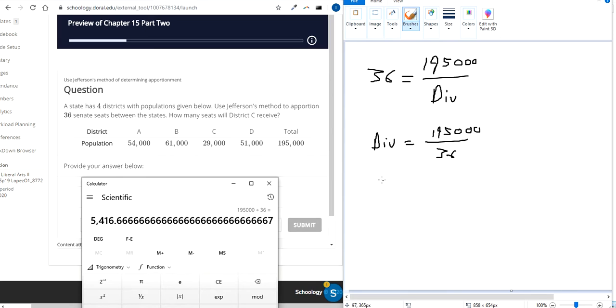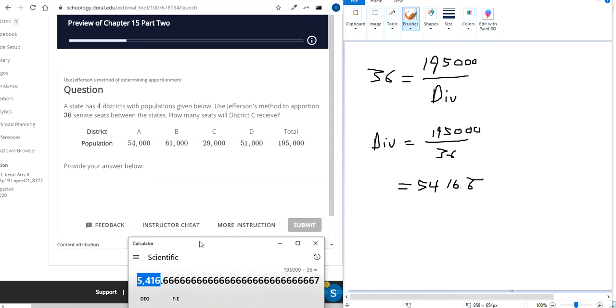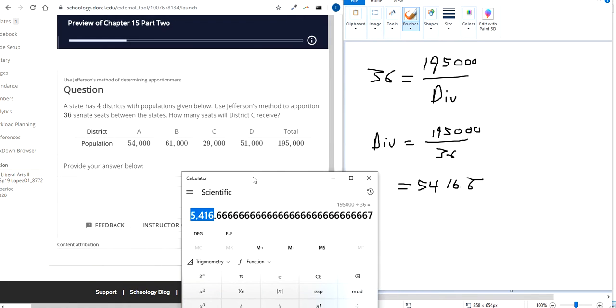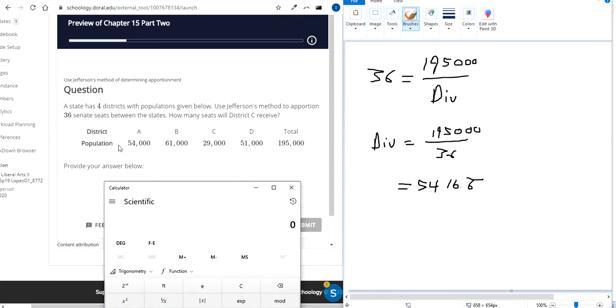So it gives us 5,416.6 repeating. That means it takes about 5,417 people to get one senator in each of these groups. That's what the standard divisor tells us. So what we can do, like we've done probably in a previous problem, is find out how many senators we're going to get in Group A.